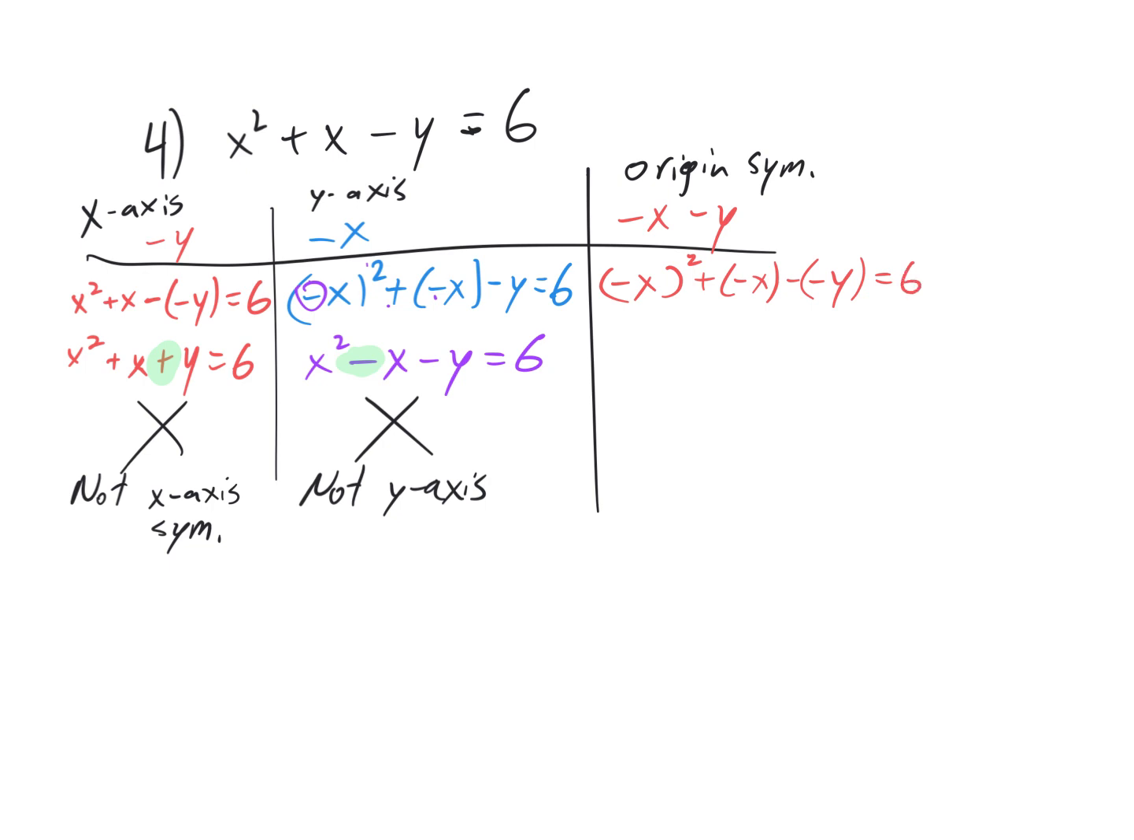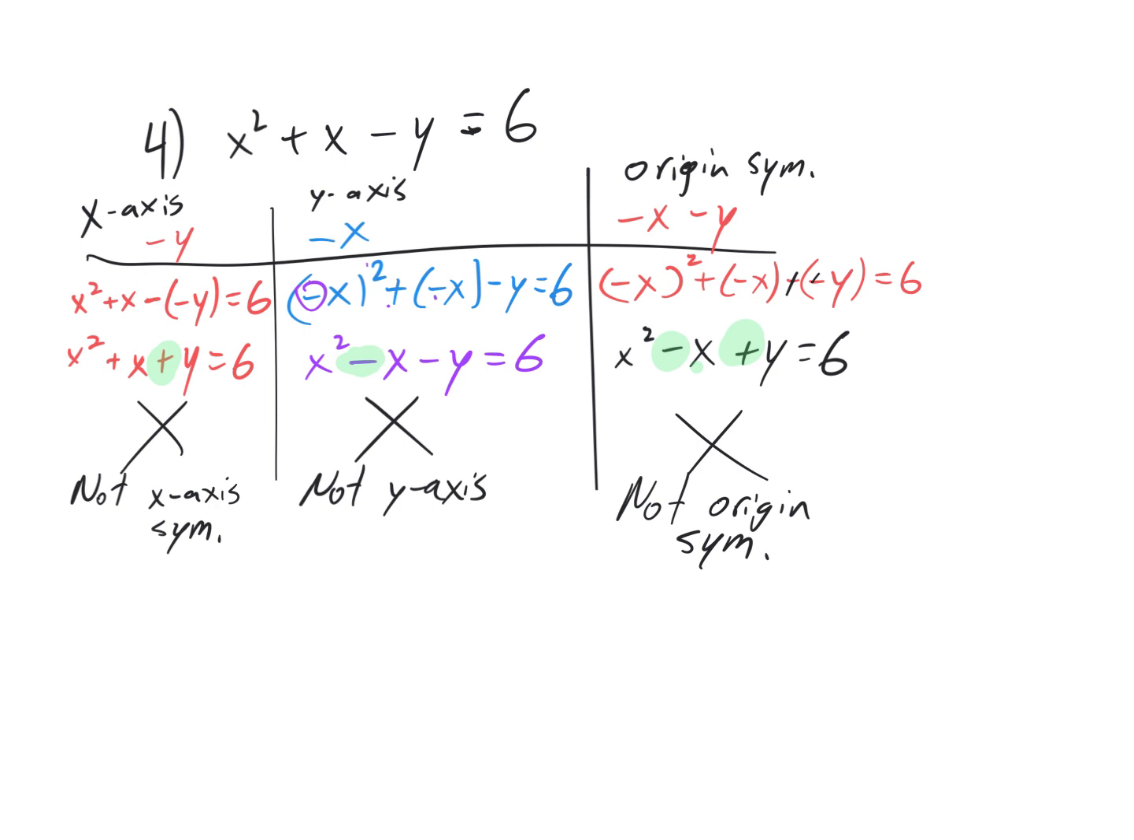So we know that this first sign is going to get canceled. We have x squared. This will become minus x. These two cancel, and we get plus y is equal to 6. And again, now you'll notice still got some differences here, right? These are not what I wanted in the original. Okay, so again, no match here, so this is not origin symmetry.